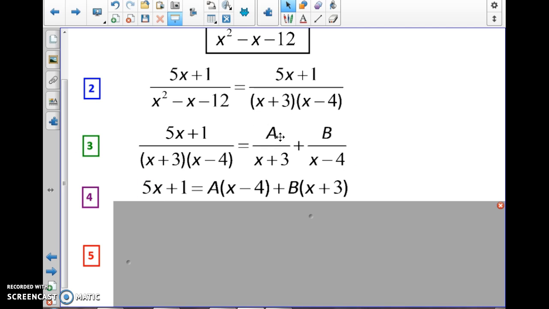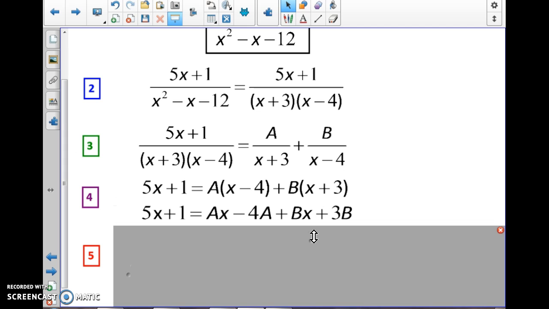My A in the numerator gets multiplied by x minus 4, so the x plus 3 cancel. And the B value here gets multiplied by x plus 3 because the x minus 4's cancel. So here's the equation that I have. I'm going to go ahead and expand this so that I have it all multiplied out, so it's distributed.